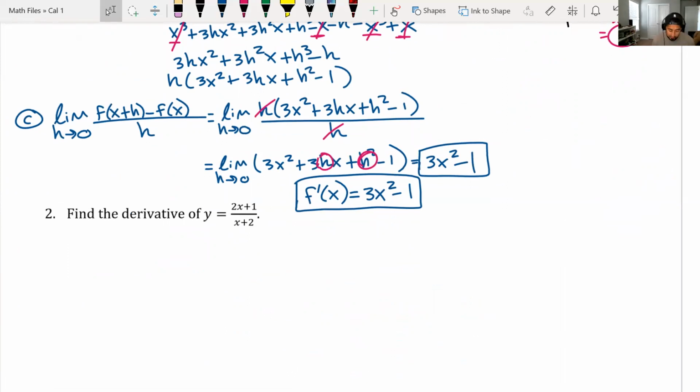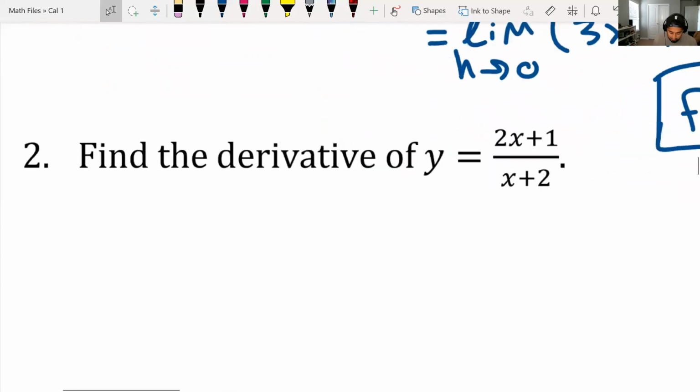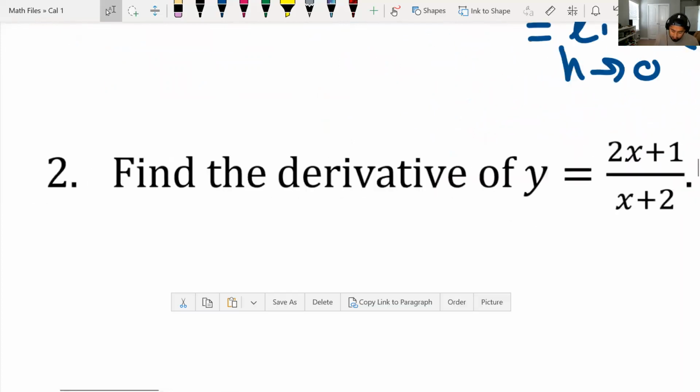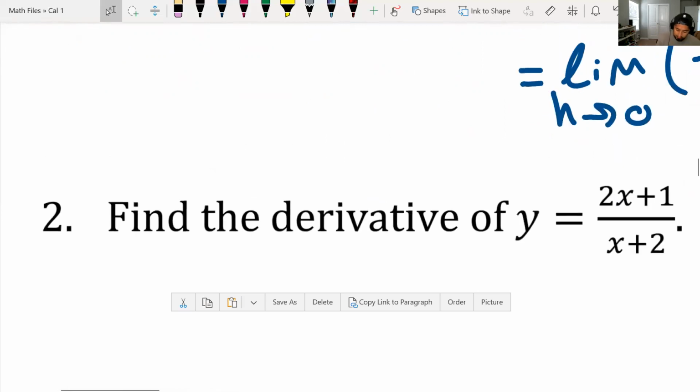All right, 2. Find the derivative of y equals (2x plus 1) over (x plus 2). Oof, it's a fraction, I know. Okay, so step by step. We'll start with f of x plus h.